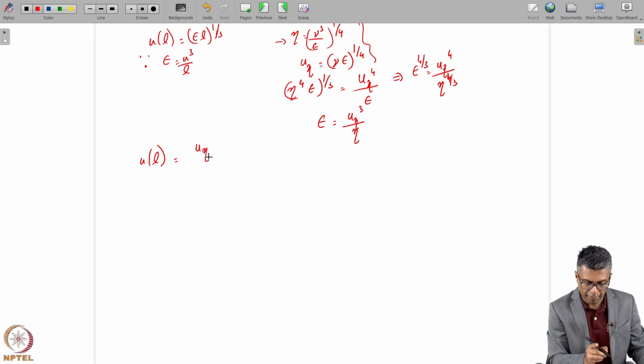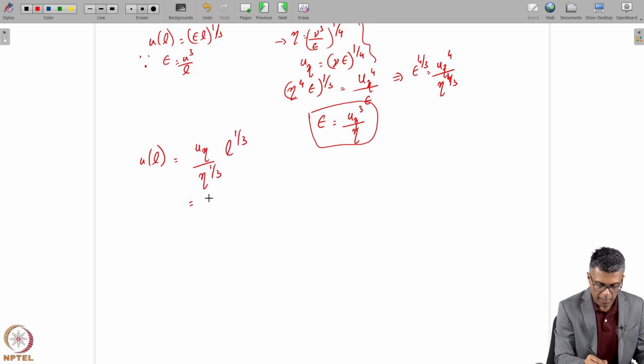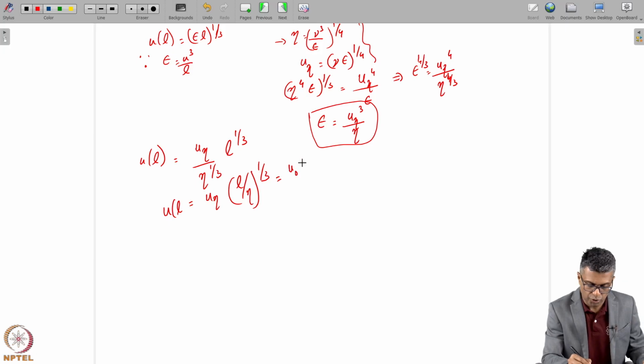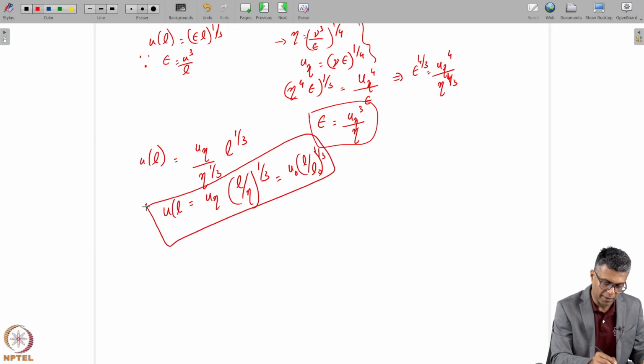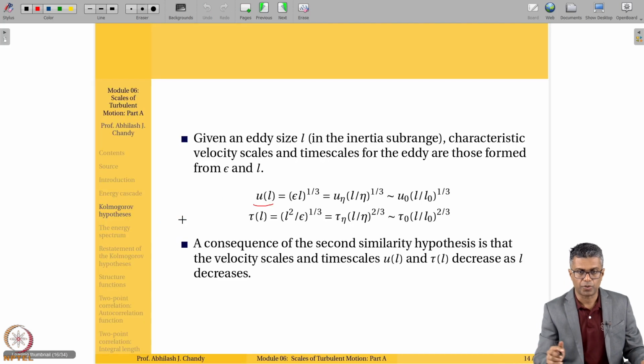Now notice what I'm doing. I'm going to write epsilon in terms of this. So u_eta cubed over eta to the 1/3 times L to the 1/3. So that means I'll have u_eta times (L over eta)^(1/3). Isn't it? Which I can also write, by similarity, as u0 times (L over L0)^(1/3). This is how I get this equation. This is the equation that you see here.